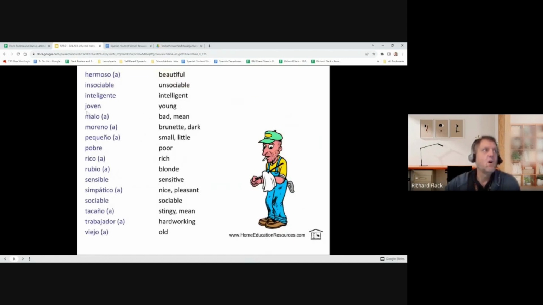Inteligente, intelligent. Joven, young. Malo, bad. Moreno, brunette or dark. Pequeño, small. Pobre, poor. Rico, rich. Rubio, blonde. Sensible, sensitive. Simpático, nice. Sociable, sociable. Tacaño, stingy or mean. Trabajador, hardworking. Viejo, old. So I would pause the video at this point and make flashcards for any of these that you don't already know. When you're ready, come back.